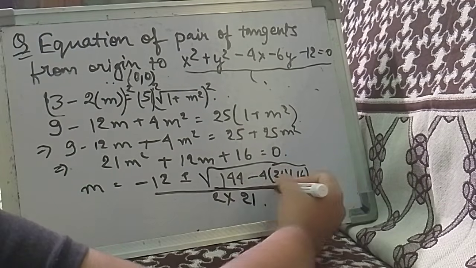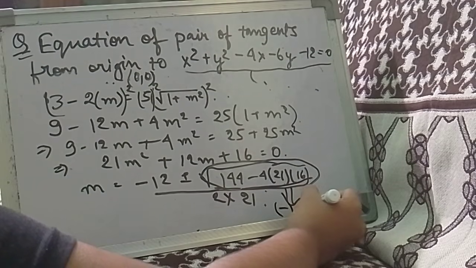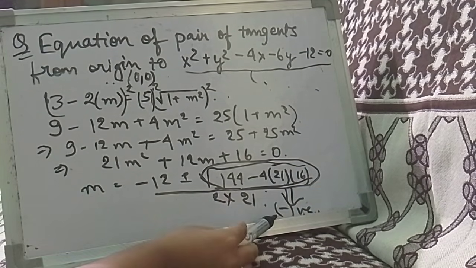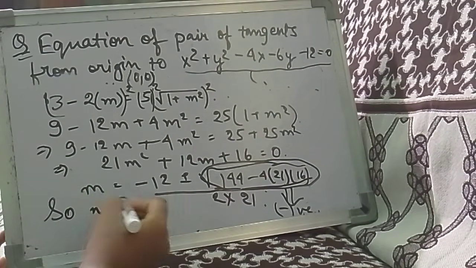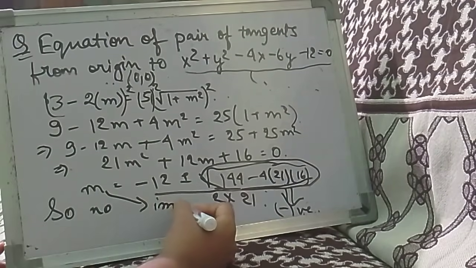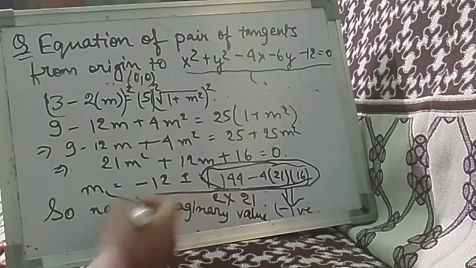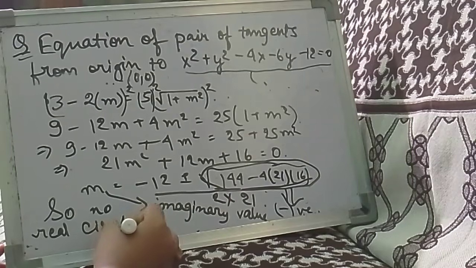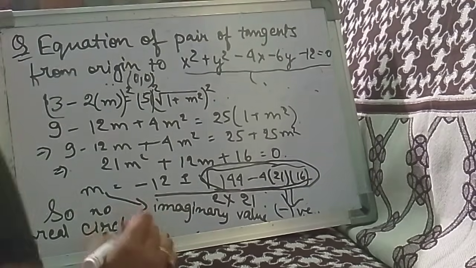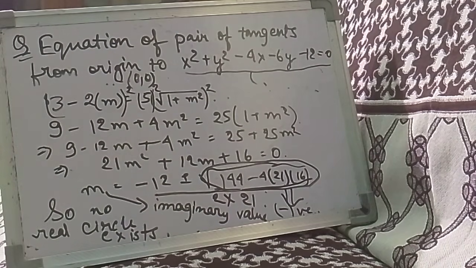So now look at this value. This value becomes negative. So no real tangents exist; it will come as an imaginary value. So no real tangents exist. But we have to solve it like this.